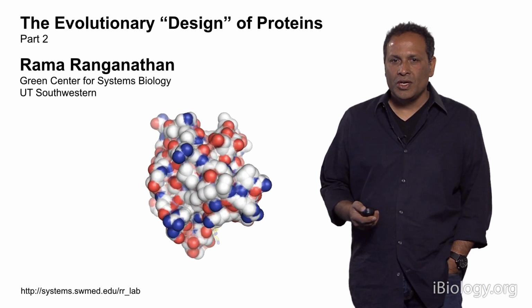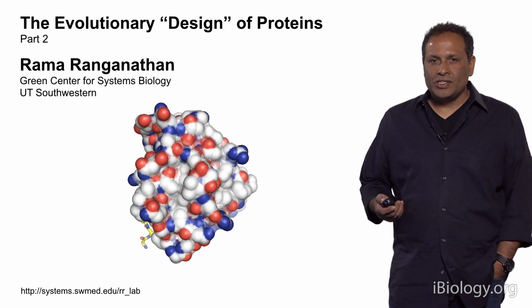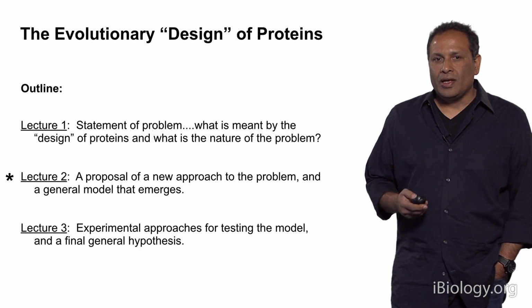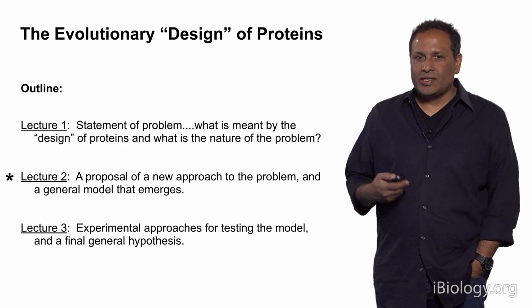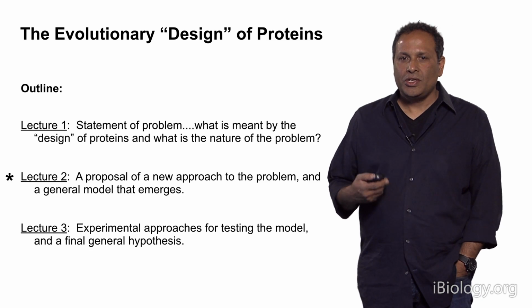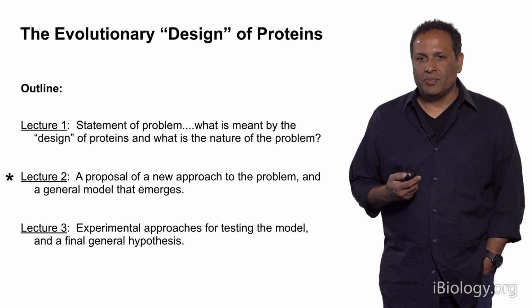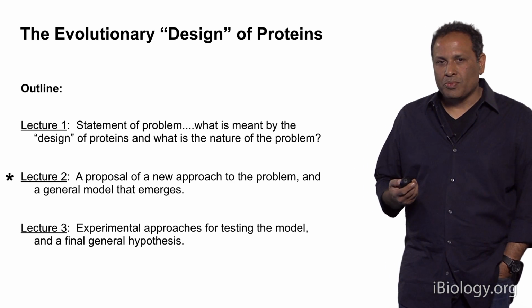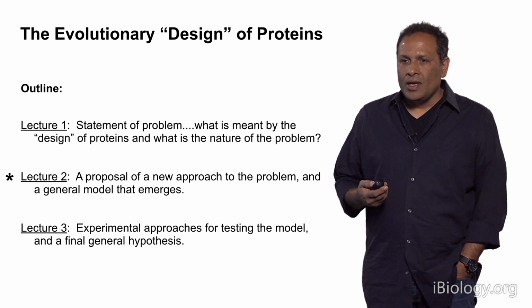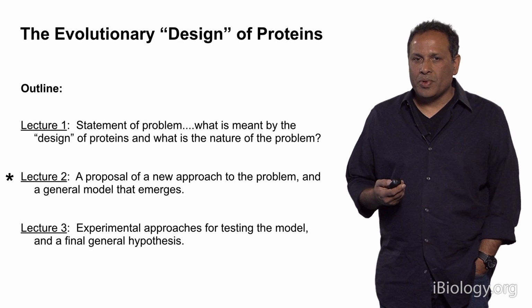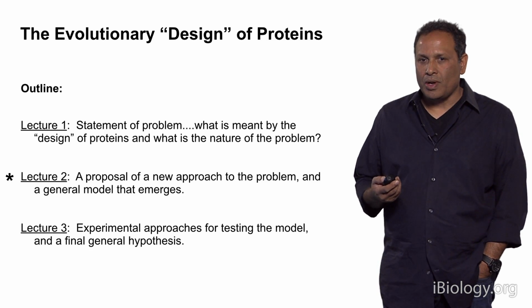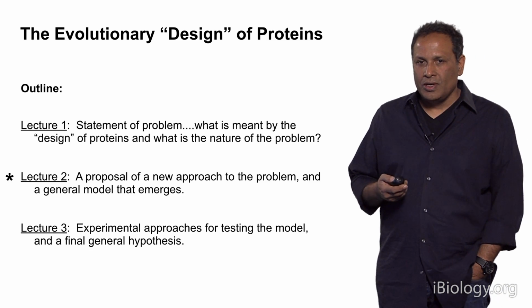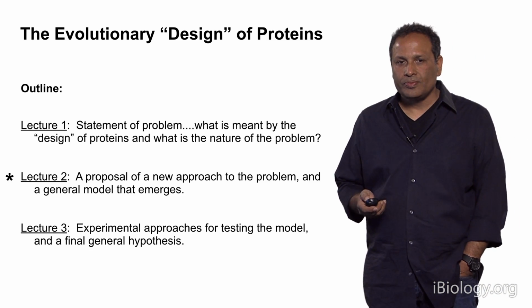In these three lectures, we're discussing a problem that we call the evolutionary design of proteins. And in the first lecture, I set up the problem by describing the nature of the problem itself. What do we mean by the design of proteins? What is the nature of this problem? And why is this problem interesting and why it's hard? In this lecture, I would like to discuss a proposal of an approach to this problem, a new approach, and then discuss a general model for proteins that emerges from the application of this approach.